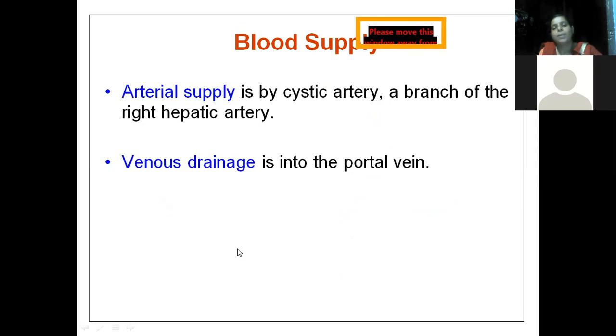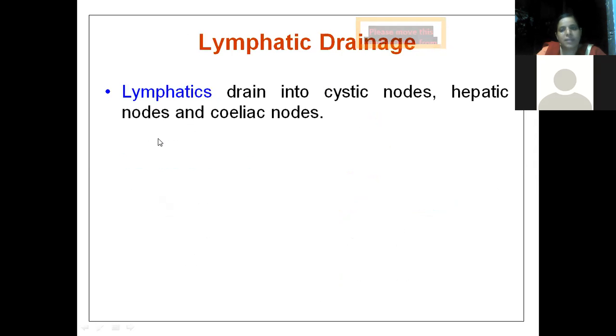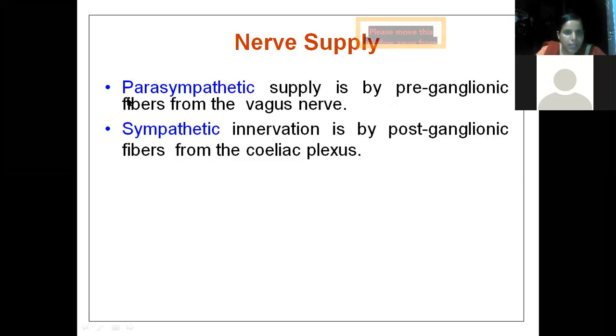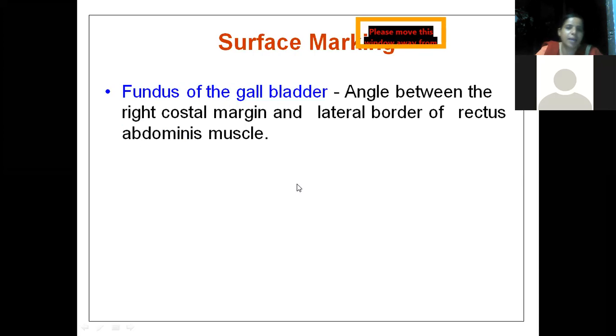Coming to the blood supply, the overall extrahepatic biliary apparatus is supplied by the cystic artery, which is a branch of the right hepatic artery. Venous drainage goes into the portal vein. Lymphatic drainage goes to the cystic group of lymph nodes and hepatic and celiac nodes. Nerve supply: always remember, for abdominal visceral organs, parasympathetic is vagus, sympathetic is celiac plexus. One word you write: parasympathetic, vagus; sympathetic, celiac plexus.